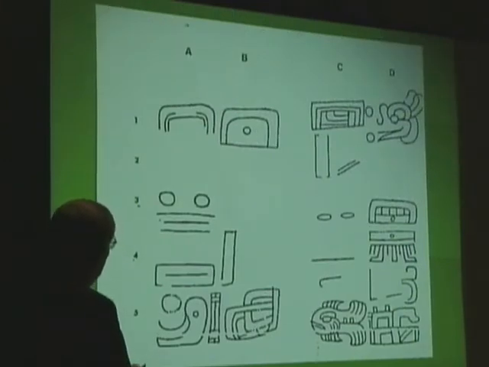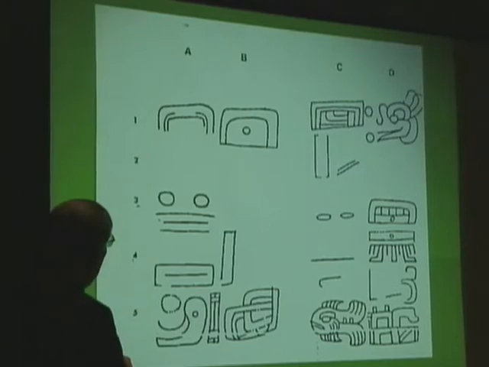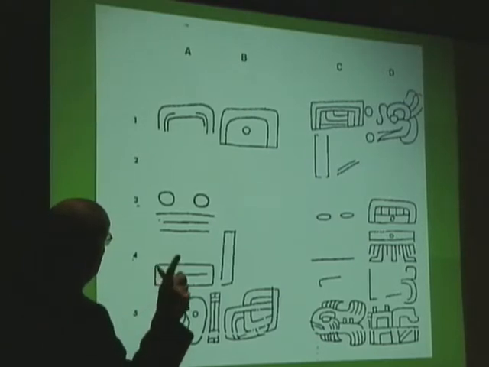Now, this is what the glyphs begin to look like. The ones up in the upper right-hand corner, with the person that had the trident upside down over his eye, this is what the glyphs look like. We'll say more about these later.